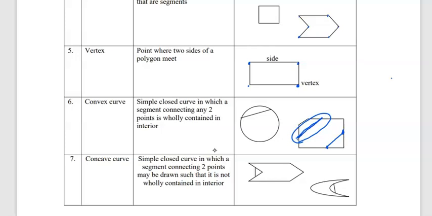Same here with this circle. If I were to draw a segment anywhere going from the edge to the edge, the entire segment would be on the interior, wholly on the interior, and that's a convex.